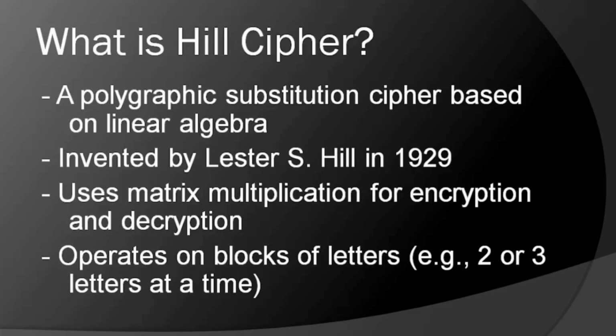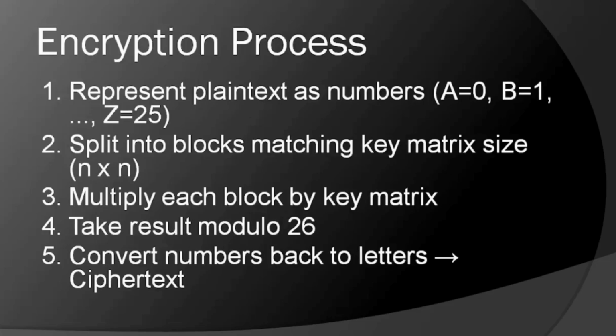The Hill cipher is a polygraphic substitution cipher, which means it encrypts blocks of letters at once, not just single letters. It was invented by Lester S. Hill in 1929. The interesting part is that it uses linear algebra, specifically matrix multiplication, to perform encryption and decryption. So let's understand how the encryption process is done in the Hill cipher.